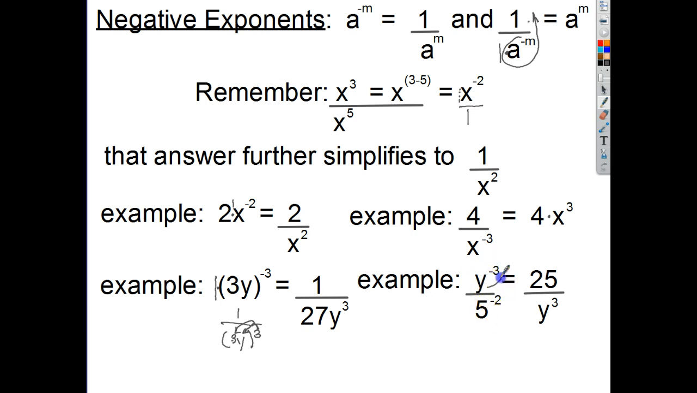Okay, and this one, here we see we find negative exponents both in the numerator and the denominator. So this one goes to the bottom, and this one goes to the top. And when this one gets to the top, it's going to be 5 squared over y cubed, and of course 5 squared is 25, and that gives us our answer.